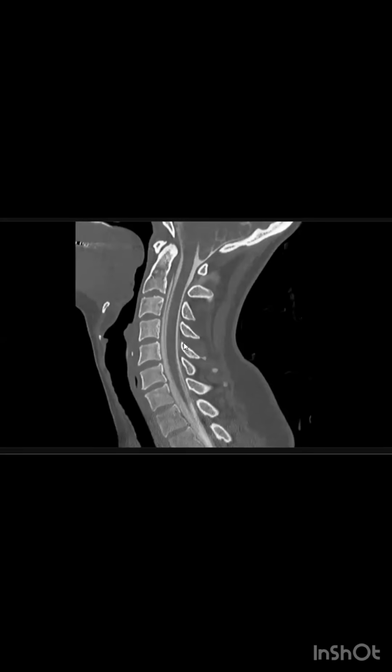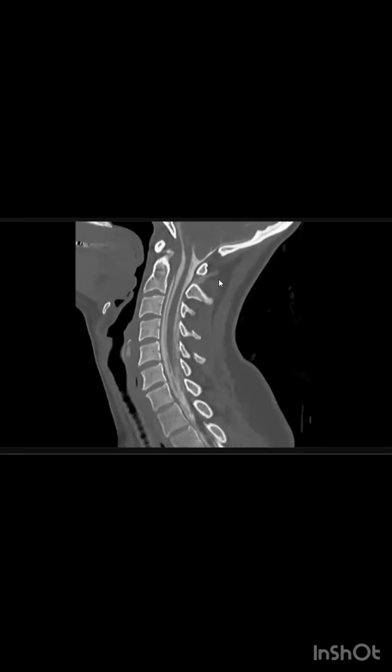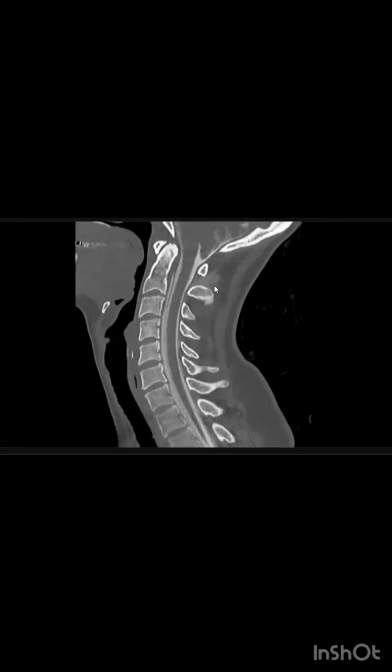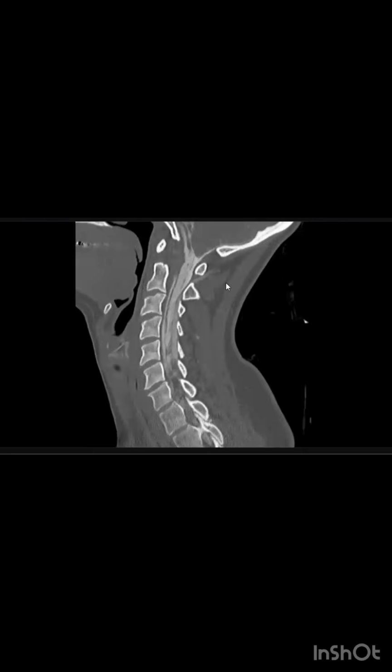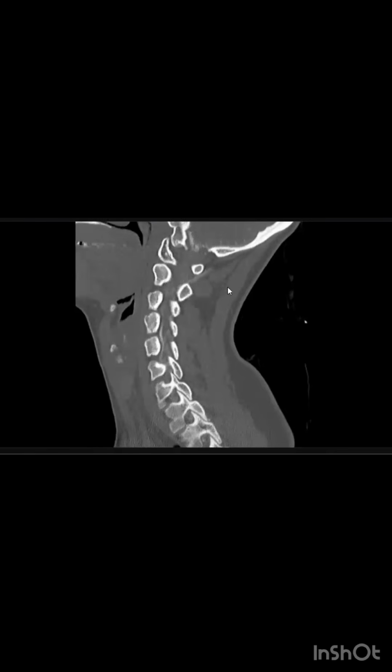So I gave you the CT myelogram to see the leak. Here there is a leak, an epidural leak. Okay, there is intrathecal contrast, but there is another epidural collection, which means there is a leak somewhere. Here also there is a leak at the atlantoaxial junction, posterior, going with the nerves.